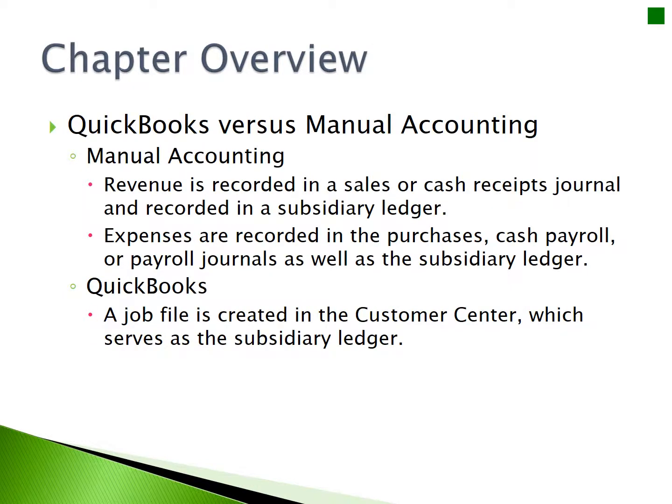In manual accounting, revenue and expenses are recorded in several journals as well as the subsidiary ledger. In QuickBooks, a job is created as part of the customer's file in the Customer Center. Information relevant to the job, such as name, status, start date, and description, is entered. Revenue is recorded in the Create Invoices or Enter Sales Receipts window. The revenue can be identified to a particular job.